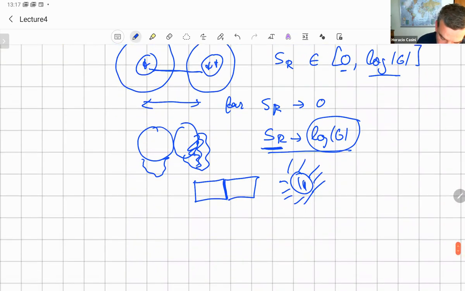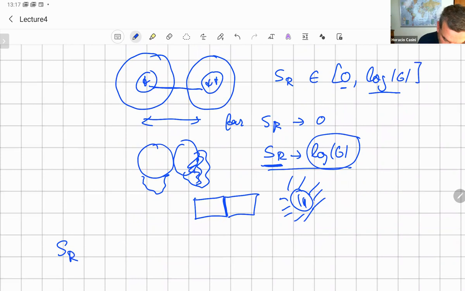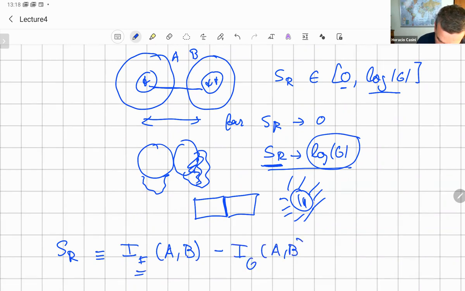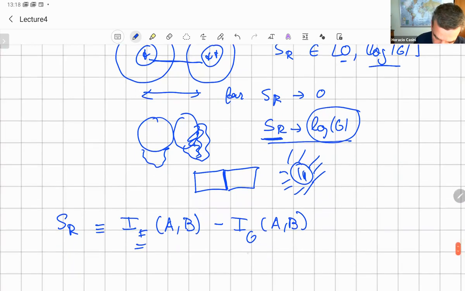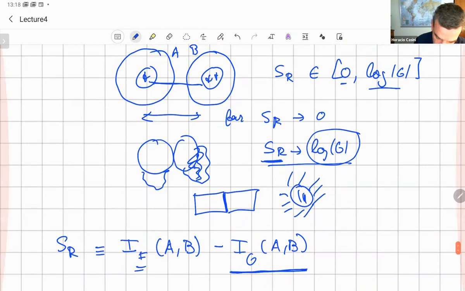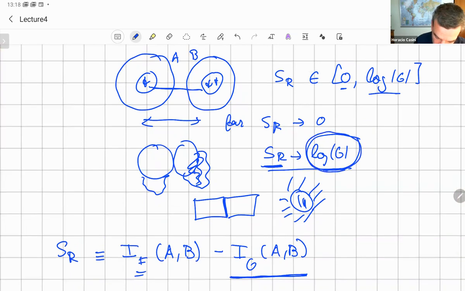And in particular, in this example, it turns out that this relative entropy order parameter is in fact equal to the difference, let me call these two balls A and B, between the mutual information in the full theory minus the mutual information in the orbifold. So it tells us that this orbifold has this topological contribution. It is a contribution when these two regions touch each other that is quite topological.